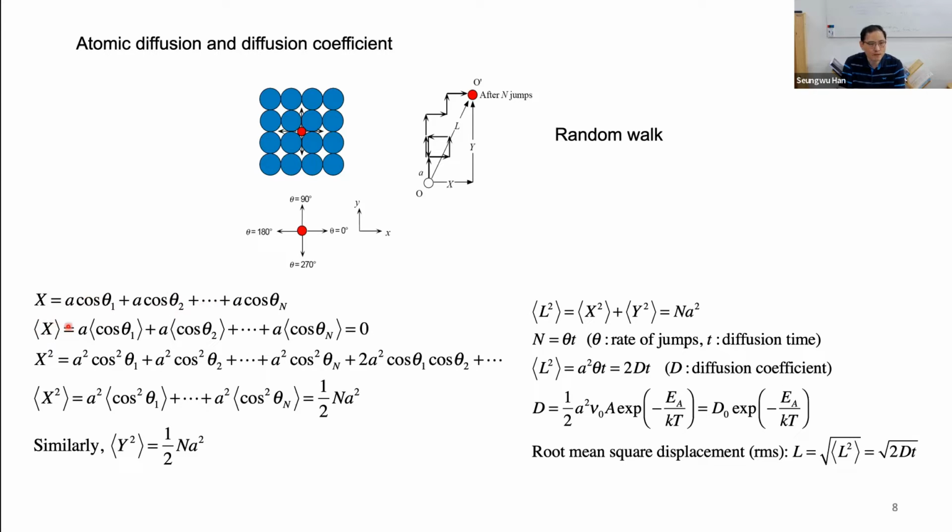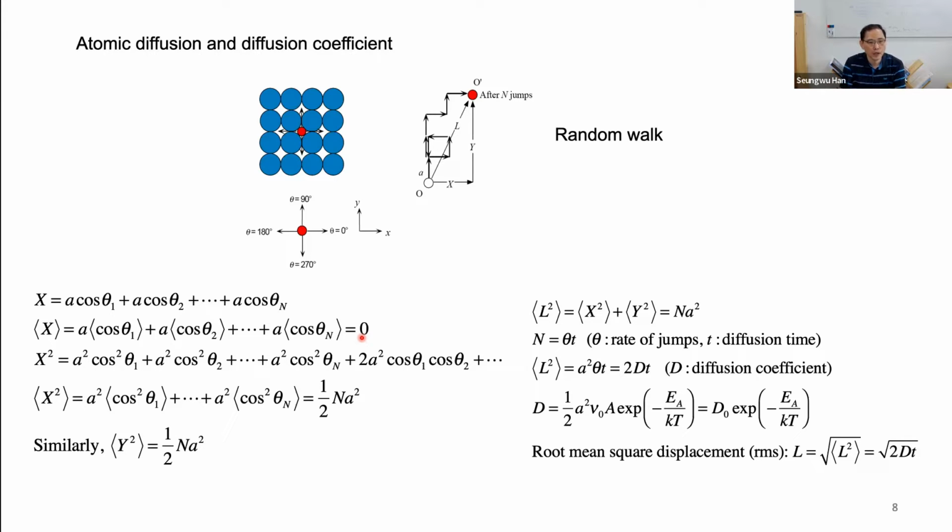And if you take the average of this x quantity, since these 4 angles are random and have equal probability, the cosine average is simply 0, right? So the average position is 0. However, it does not mean that it always comes back to the original position. This is the statistics. Some of the particles are on the right side and some particles are on the left side.